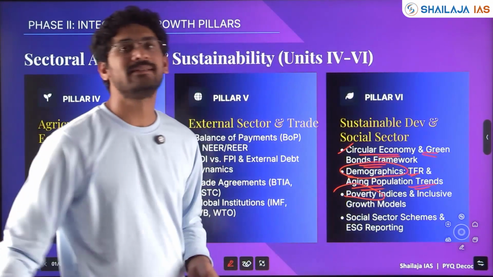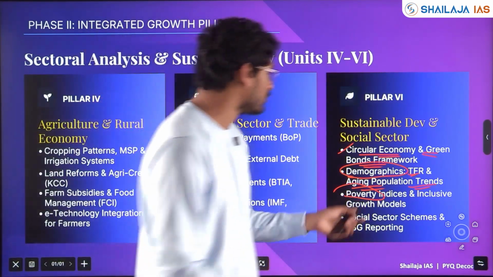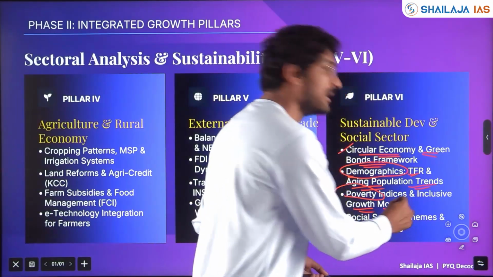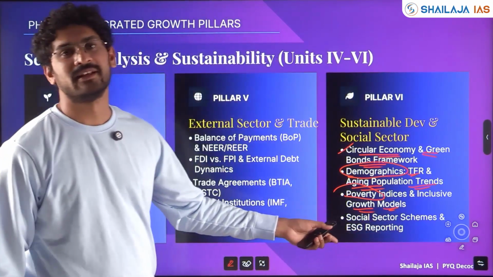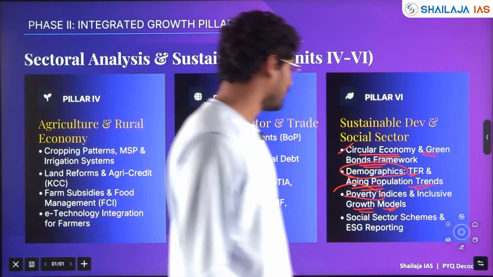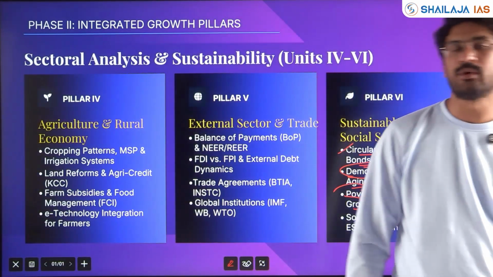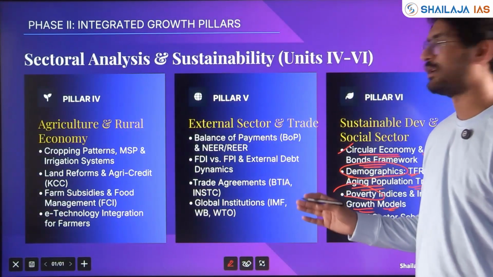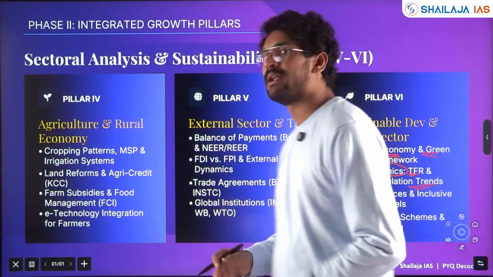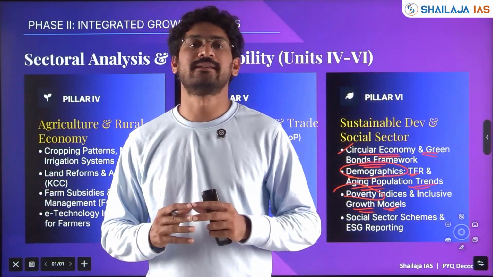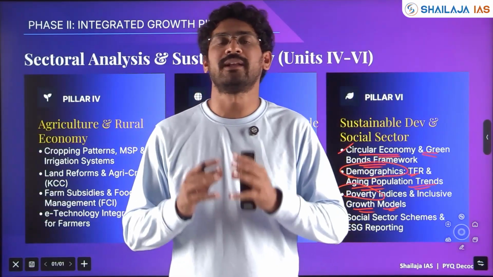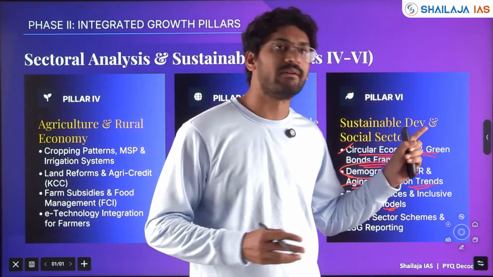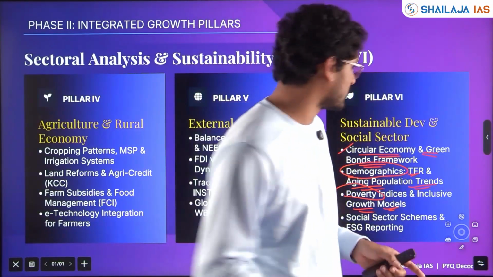Then poverty indices and inclusive growth models, questions are coming directly from these. Then social sector schemes, okay, ESG reporting, environmental, social, governance reporting, all these are very important. I will try to cover the last 6 years, based on these pillar macro themes, all the important areas where questions have come. I'll try to cover in the coming next 6 classes, okay?